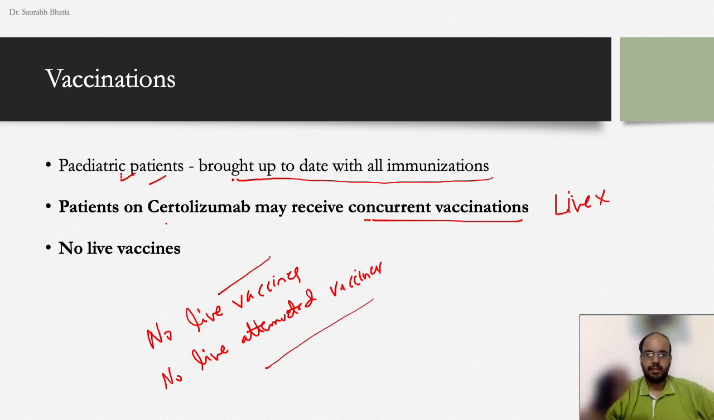Attenuated vaccines. Clear? So no live vaccines, and this is the same for all TNF alpha inhibitors. No live vaccines, only killed vaccines or subunit vaccines or mRNA vaccines. Clear?